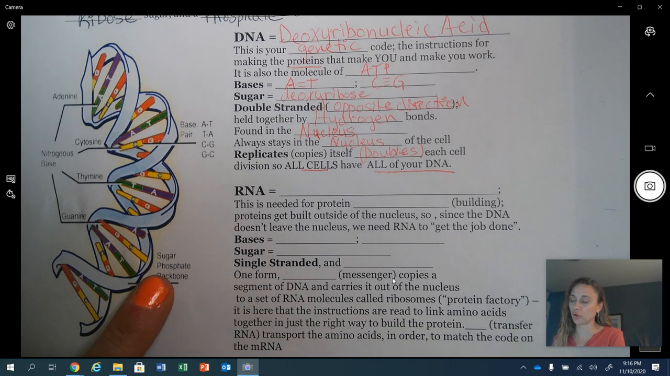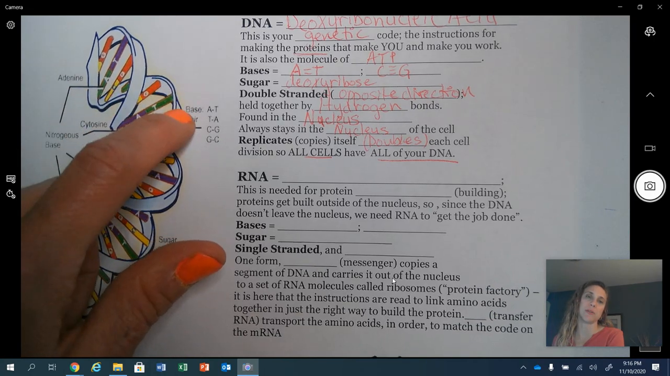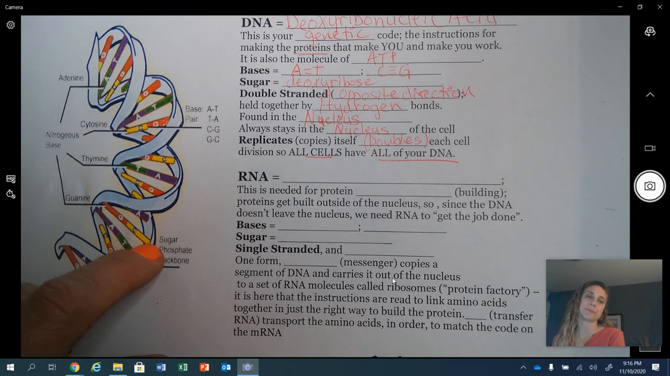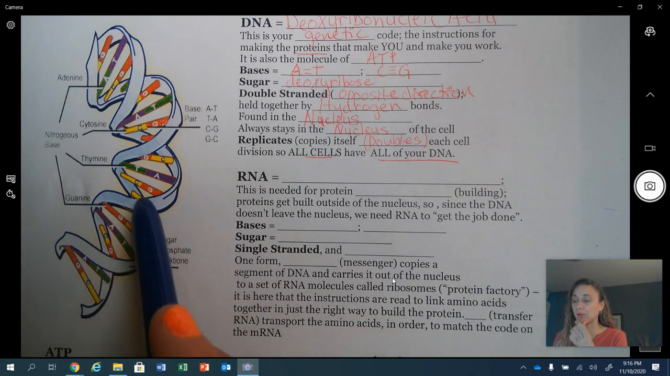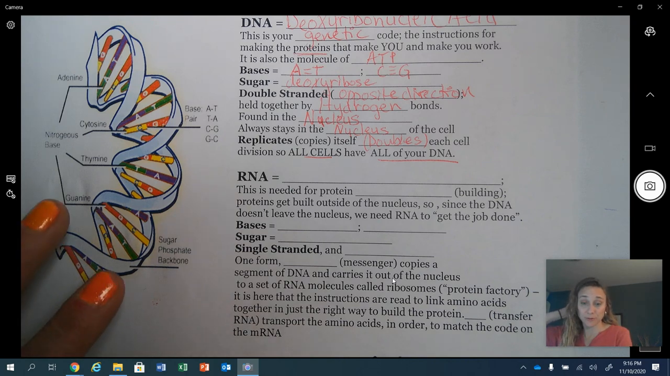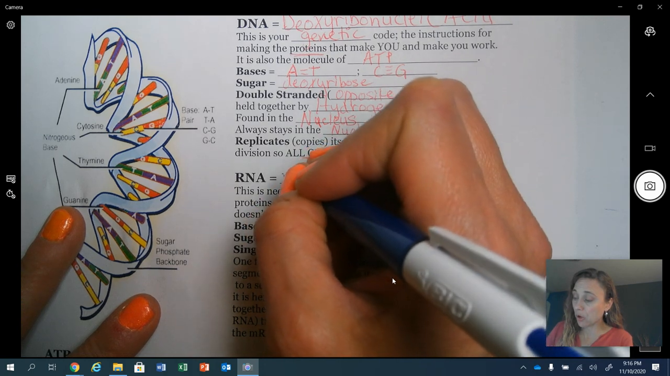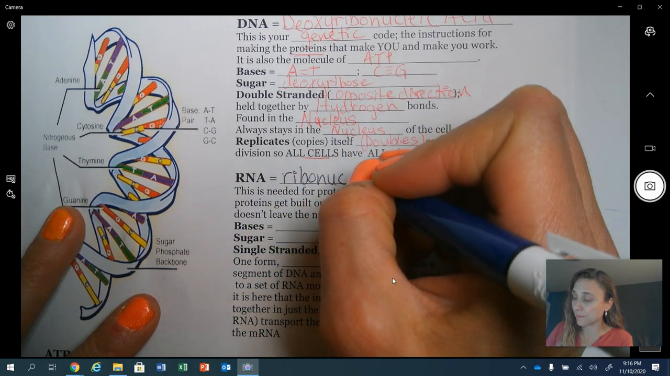Okay, and that's the sugar phosphate backbone. We didn't draw it in there, but that's the ribose and the phosphorus. That's where it's located, but the nucleotides are in the middle. Okay, so RNA is not double-stranded. It's different by a couple things. One is that it just has a regular ribose, so we call it ribonucleic acid.